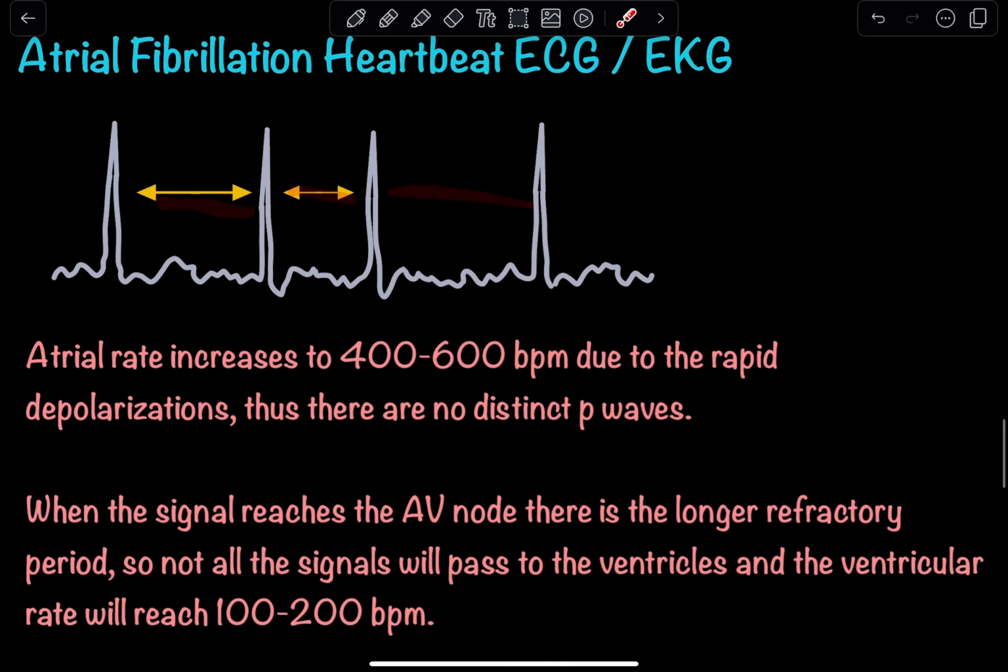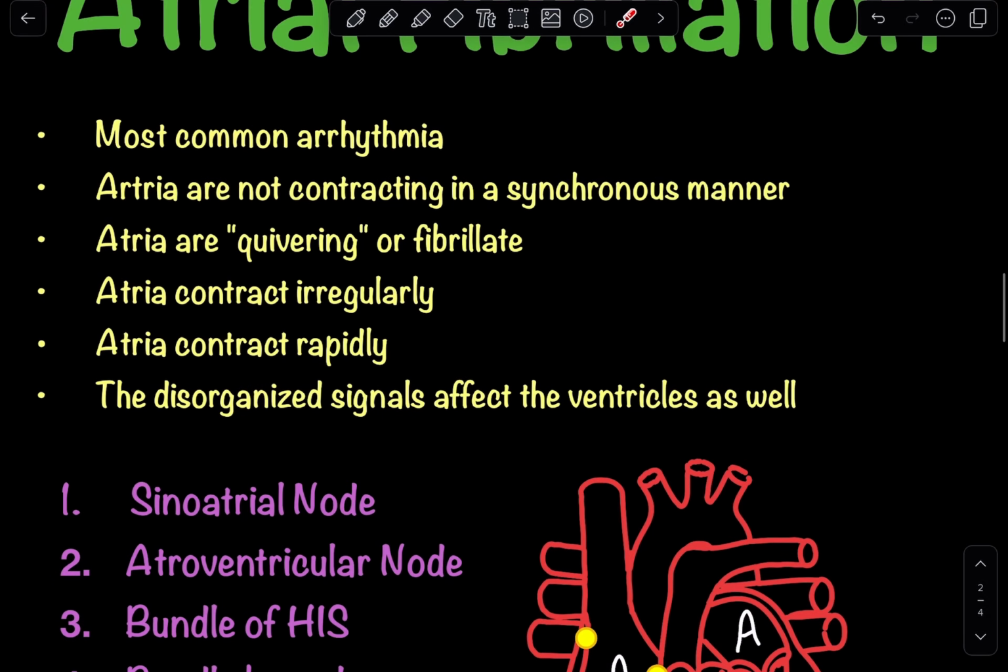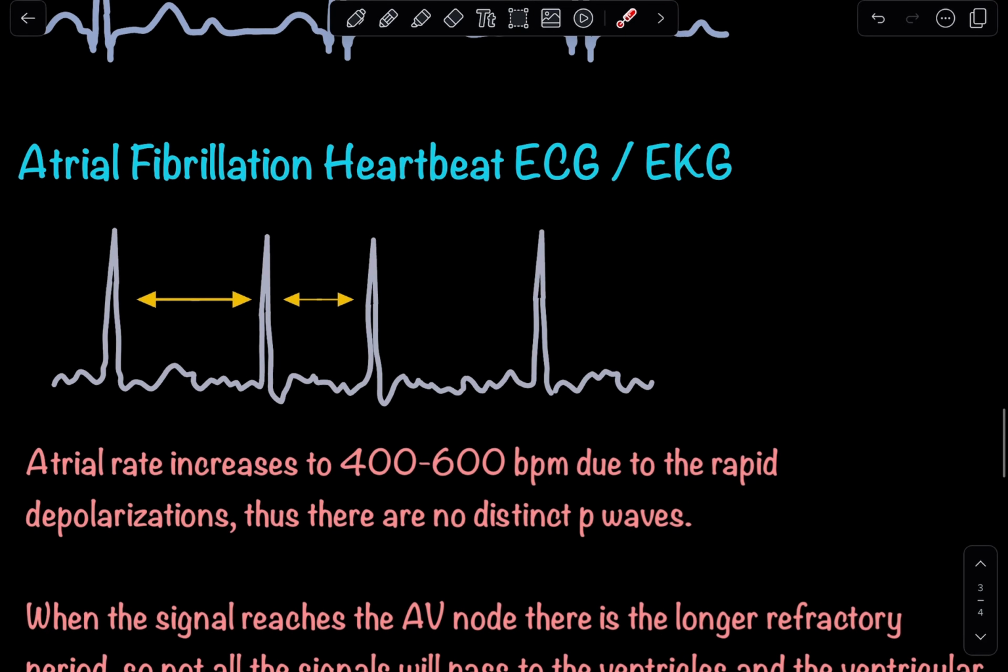So in atrial fibrillation, the atrial rate increases to 400 to 600 BPMs due to those rapid depolarization events. So there is no distinct P wave. Instead, we have this quivering motion. Now, this wave-like motion indicates that the atria are quivering or fibrillating. So that's what can be noted in an EKG of atrial fibrillation.